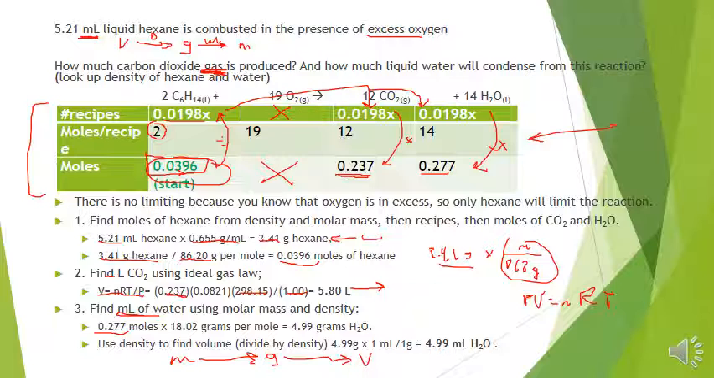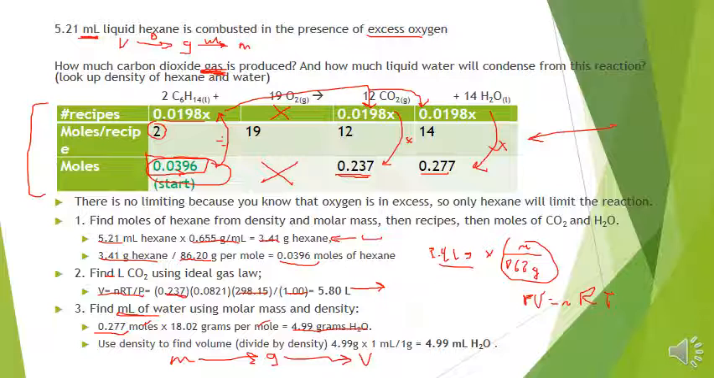So we have 0.277 moles of water. The molar mass of water is 18.02 grams per mole. If you do the math, you can see the moles cancel out, and you end up with 4.99 grams of water. So the liquid water will be 4.99 grams.